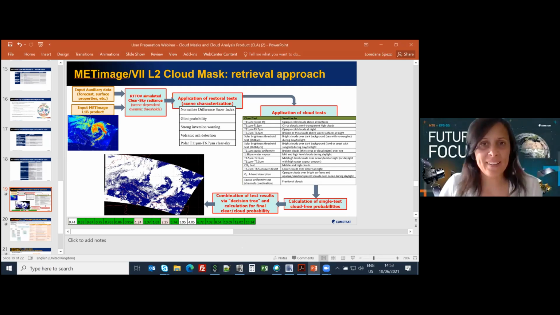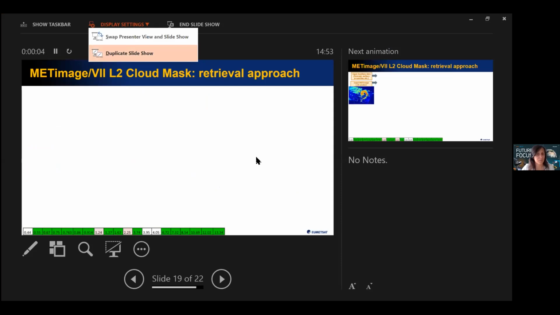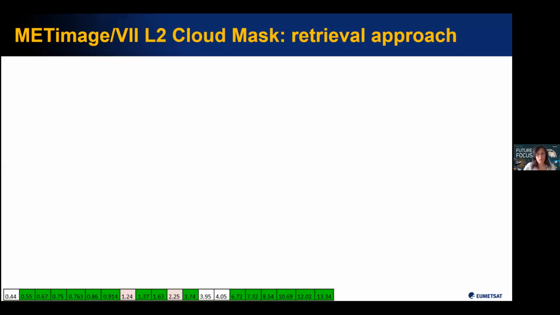So hi, everybody. My name is Loredana Spezzi, and together with my team at EUMETSAT, I'm responsible for the development of the Cloud Mask product from EUMETimage. The retrieval approach for Cloud Mask from EUMETimage is very similar to the one you just heard from Hans-Joachim, so to the FCI one. Here in the bottom of this slide, you see the spectral coverage of EUMETimage, which is very similar to the FCI one, with the exception of the two channels around 0.7 microns, which are centered in the O2 A-band absorption.